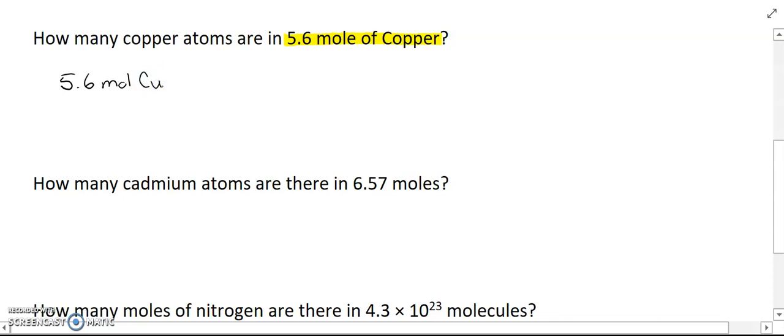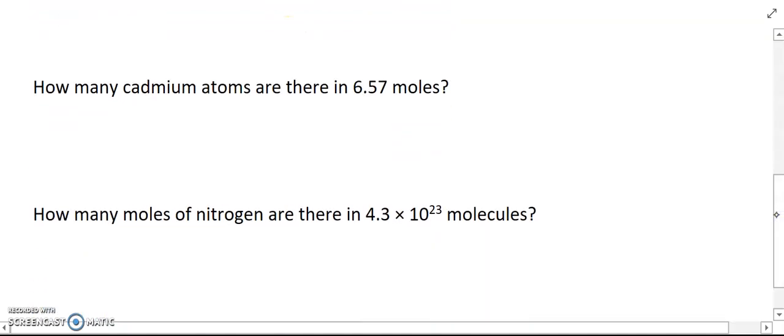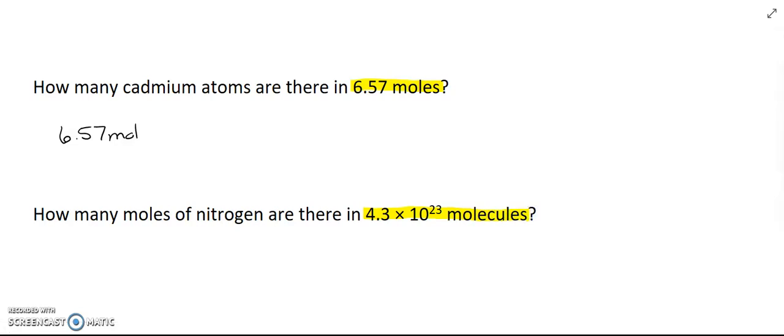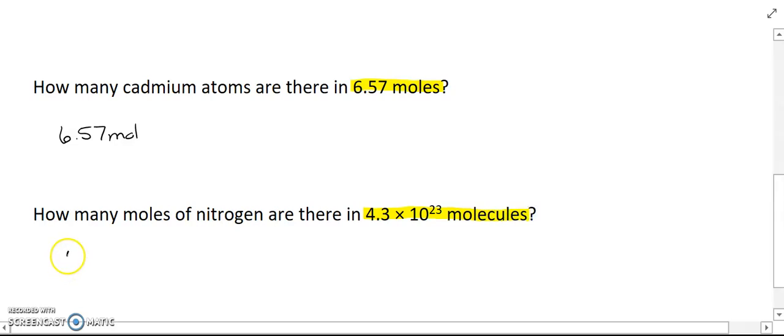So for every single problem that I have on this sheet, I can go down and find my number. Here's 6.57 moles. And that is going to be my starting place. And I can go down here and I can say 4.3 times 10 to the 23rd moles. Okay, that's a much different looking number, but nope, that's still going to be my starting number.